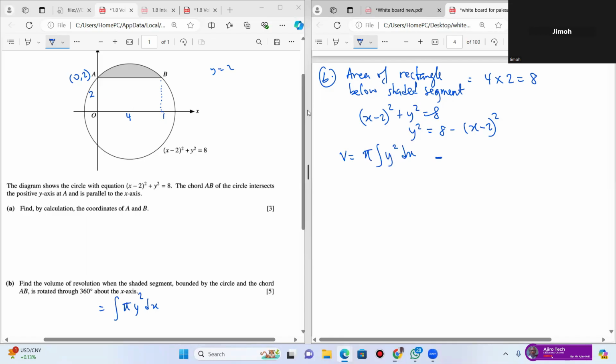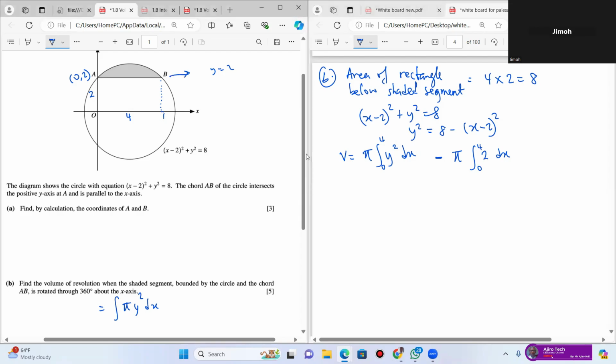We can even integrate this rectangle. This line is y equal to 2, isn't it? You can say minus pi integral, let me say y equal to 2 dx from 0 to 4. This one also 0 to 4. Okay? You understand that? Because this equation now is y squared, while this line is y equal to 2.